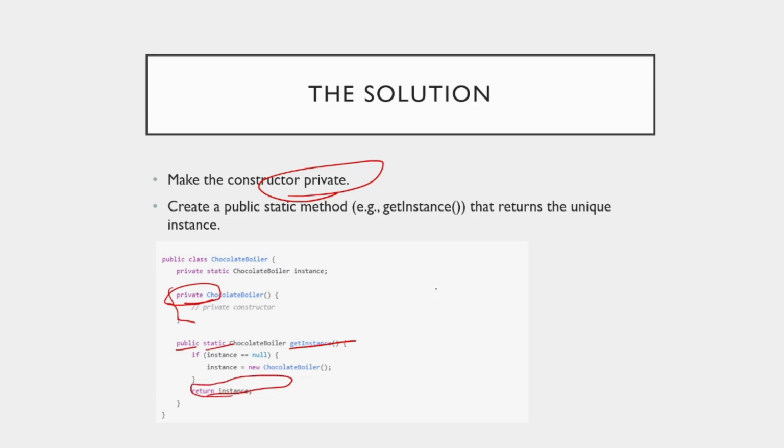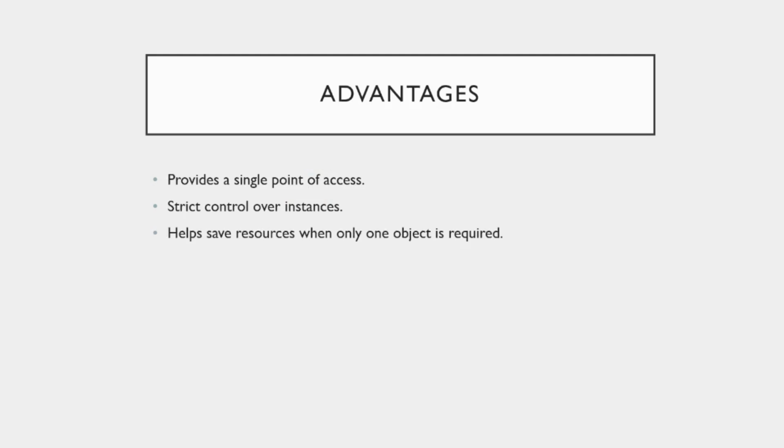Whenever we call getInstance, it will check whether it is initiated or not. If it is initiated, it will return the instance. Otherwise, it will create a new object. This way we can create the singleton class, and we will have only a single object.